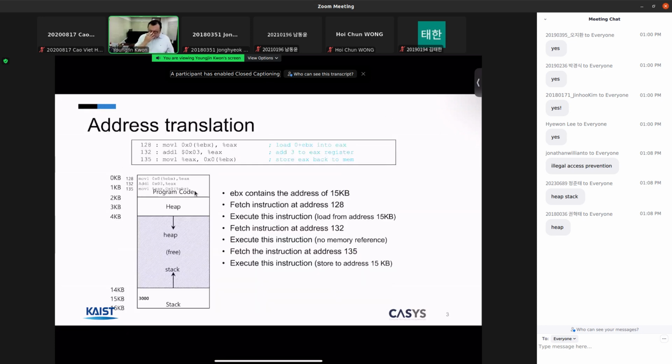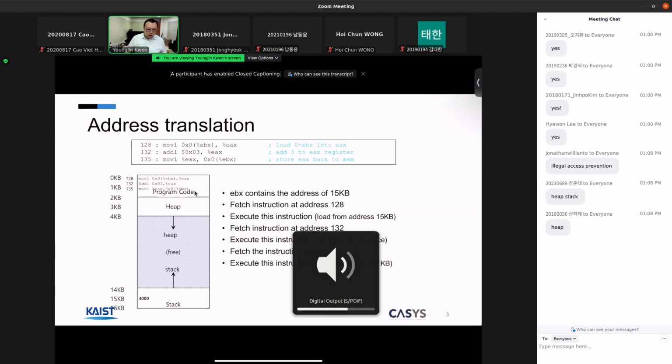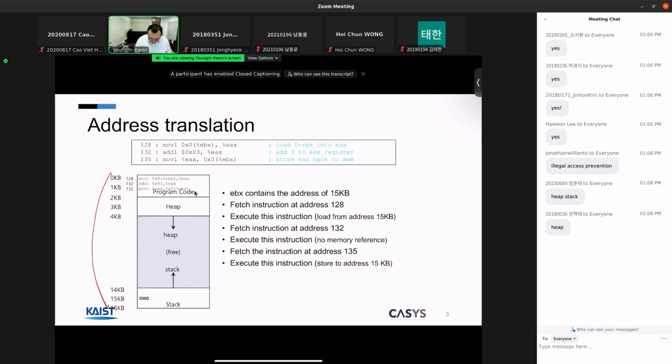Okay, so address translation starts with some kind of application. The application's virtual address space layout is like this: application code and data here, the heap grows up, and the stack grows downward. So this is a virtual address space. Initially, let's assume we are executing this code. Initially the EBX register contains the address, this 15 kilobyte address.